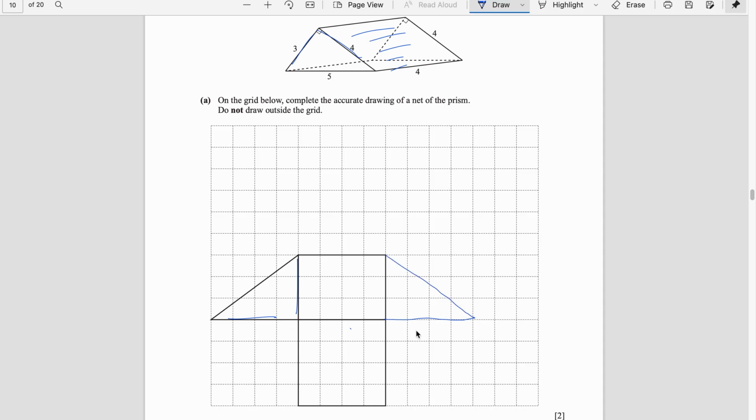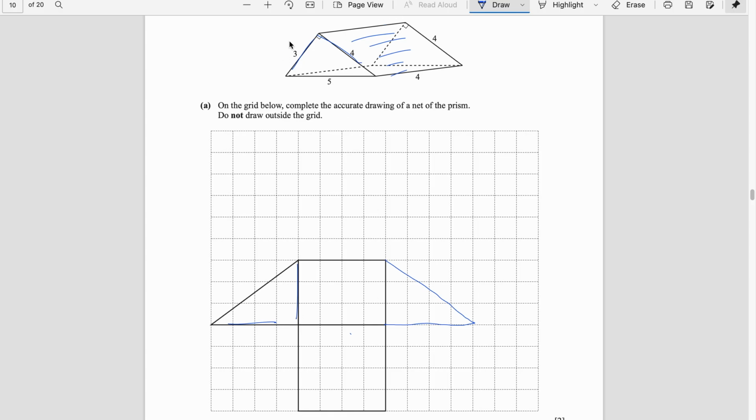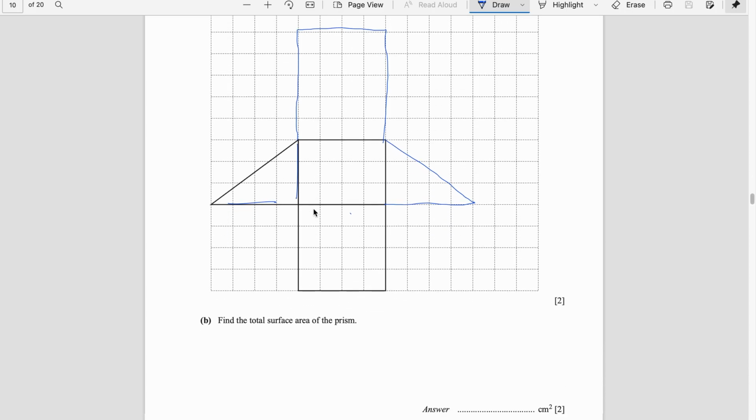Now we have these 4 shapes already there. This is 3 by 4, which is 3 by 4. So my rectangle of 5 by 4 is left. So this is 4. 1, 2, 3, 4, 5. And that's it. Use scale and pencil only.